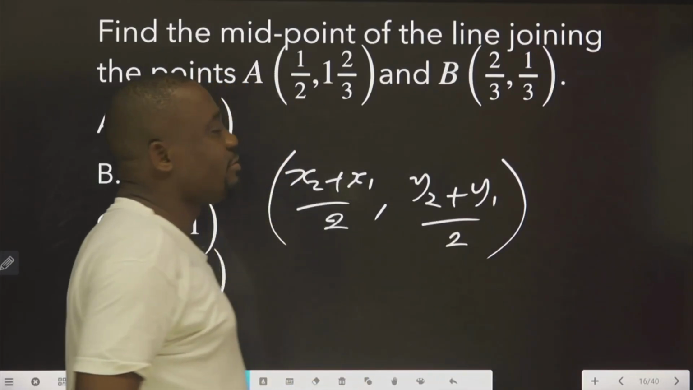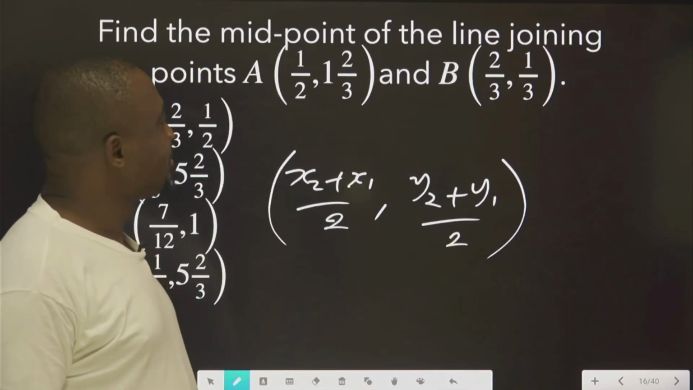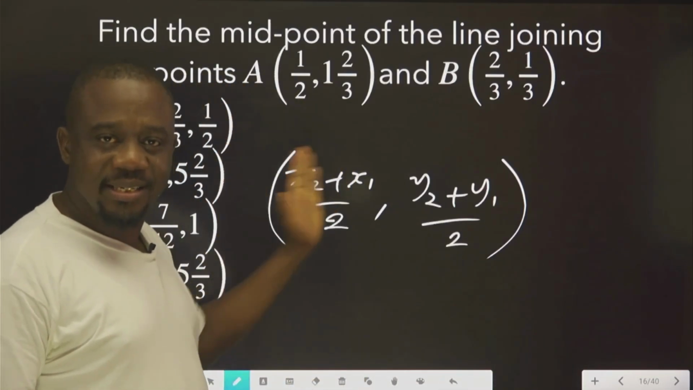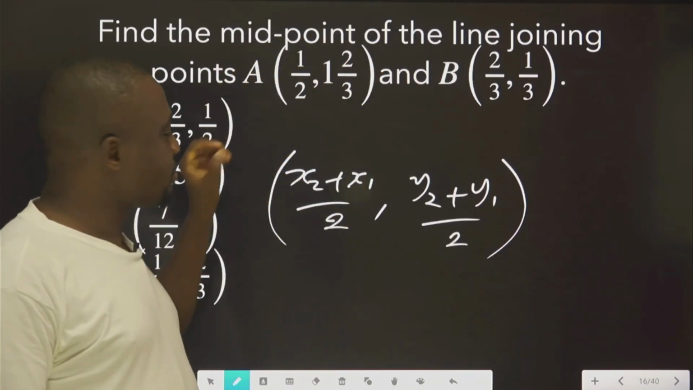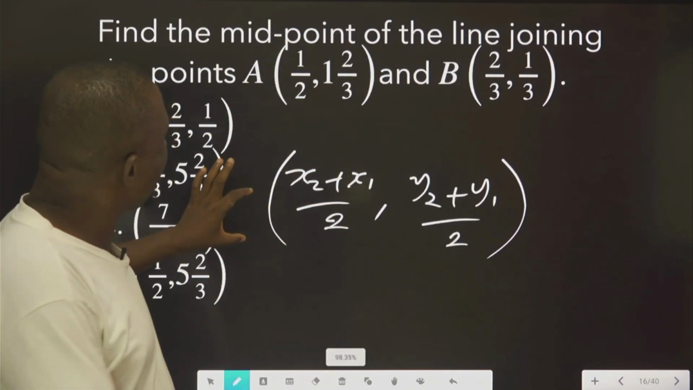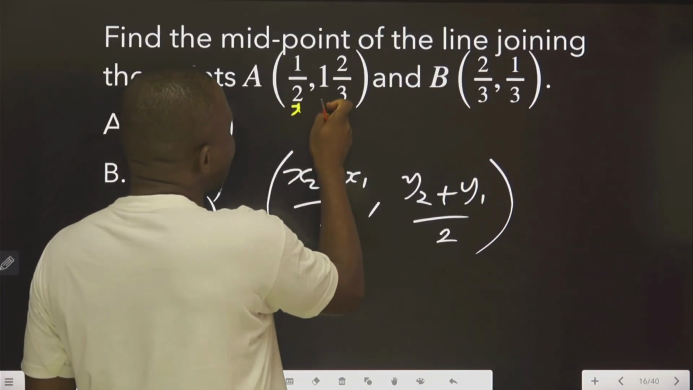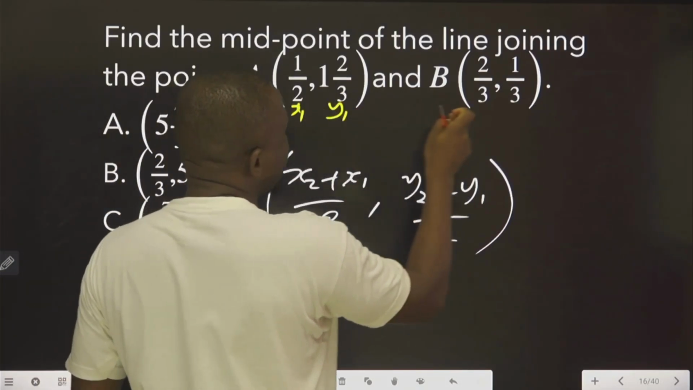The midpoint of any line: the x points on both coordinates over 2, then y. Now, this is our x here, this is our y here. That is 1, 1.